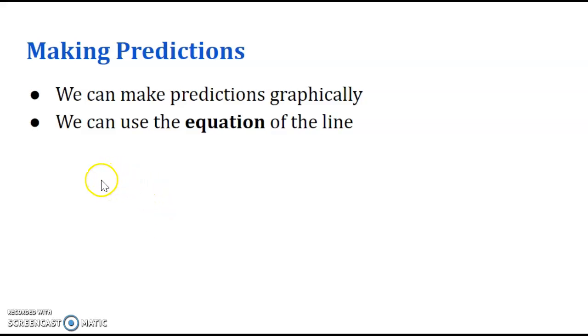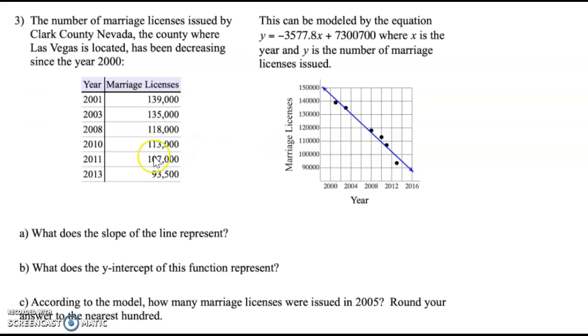From all the Desmos exercises, we should have come to the conclusion that we can make predictions using the graphs of the scatter plot, so predictions graphically, or we can use the equation of the line to make predictions. So let's do some application problems here. Okay, so here we go.